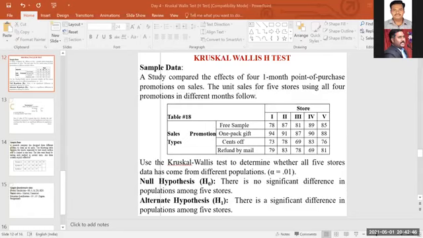So meanwhile, you can try out the second one and tell me the answer.